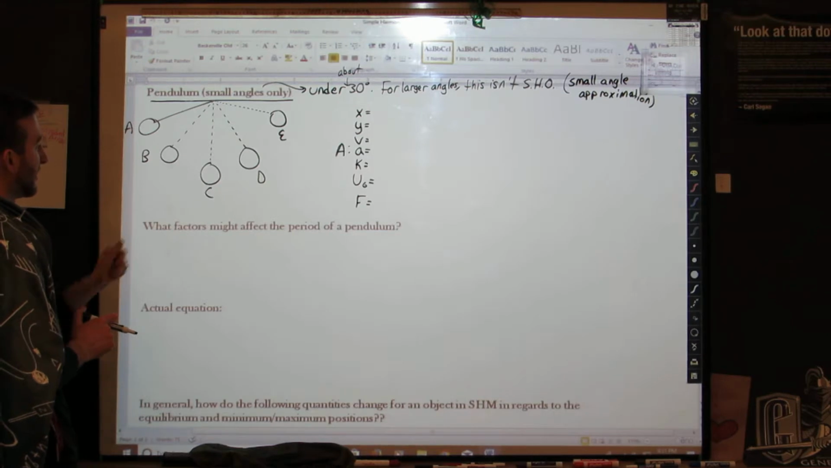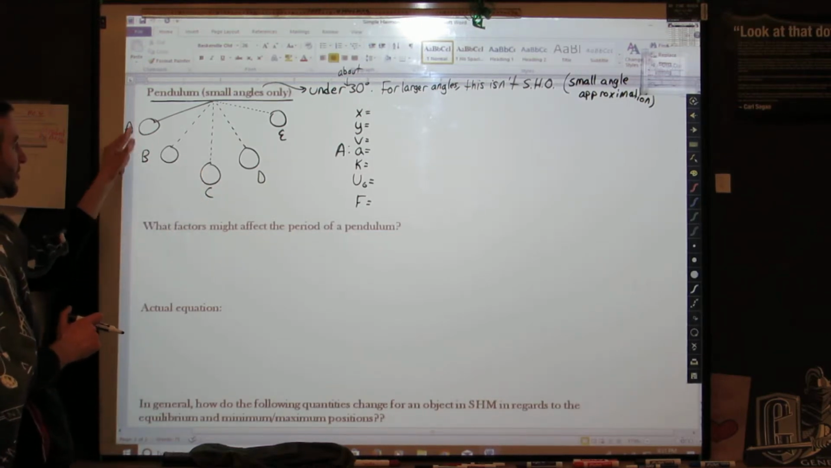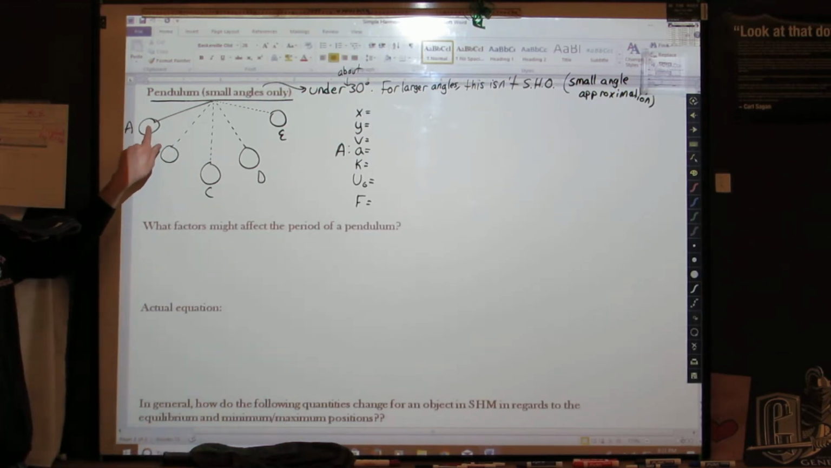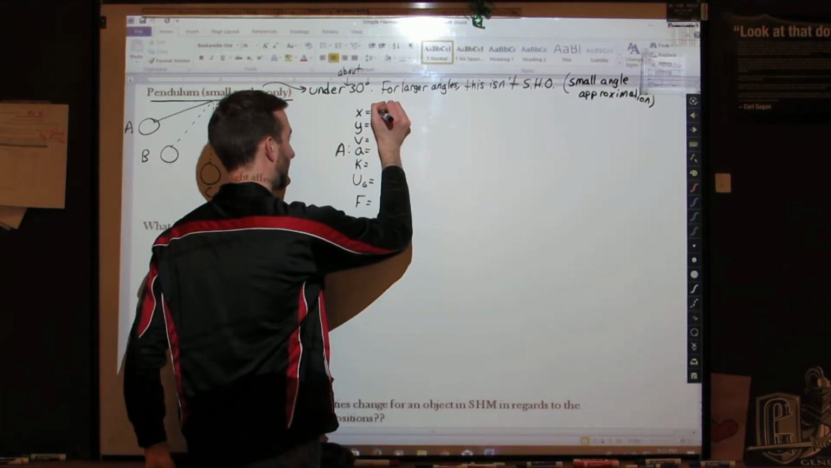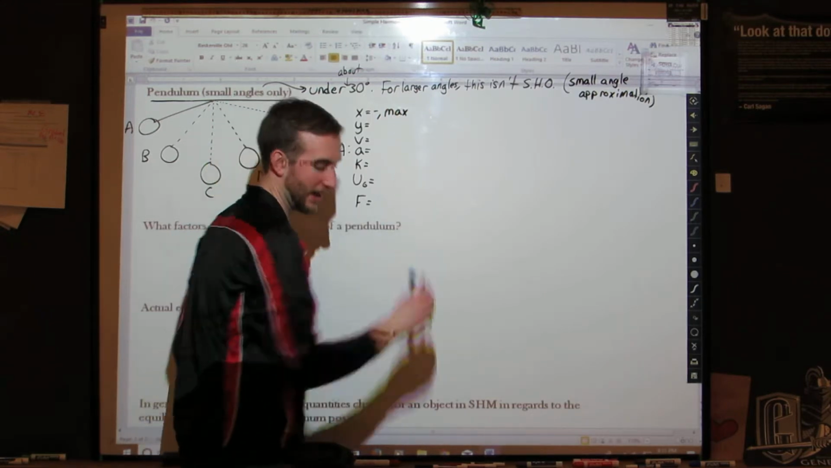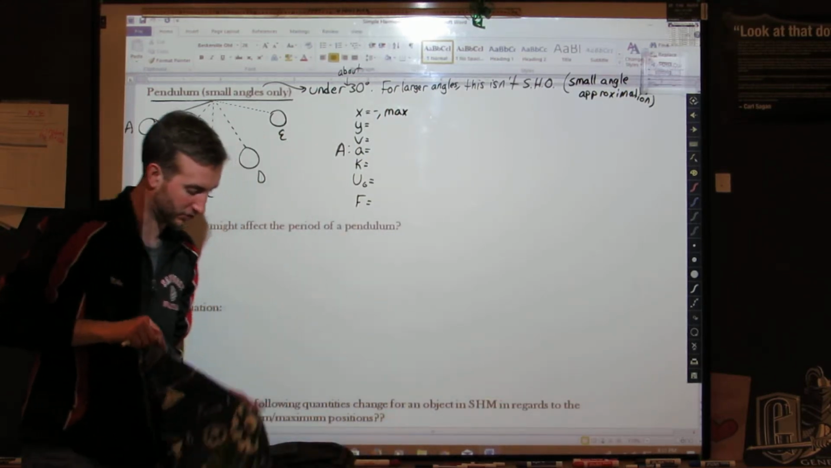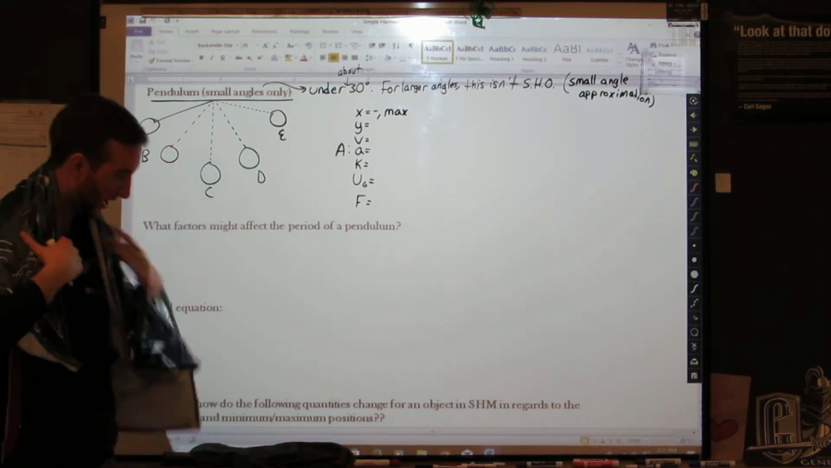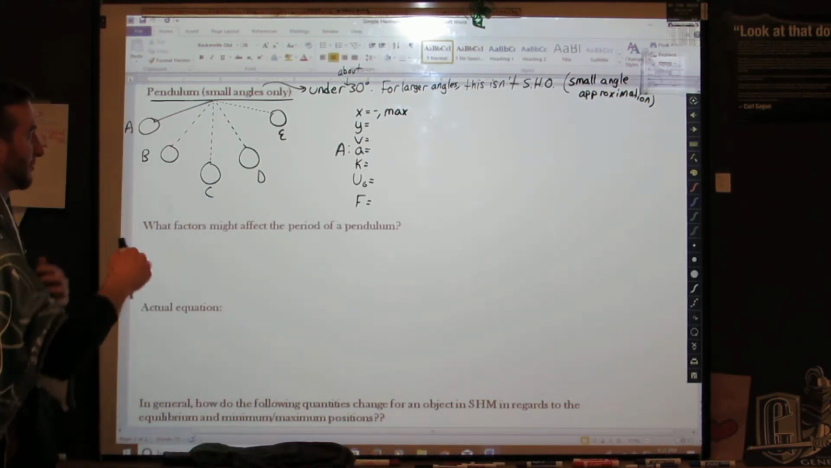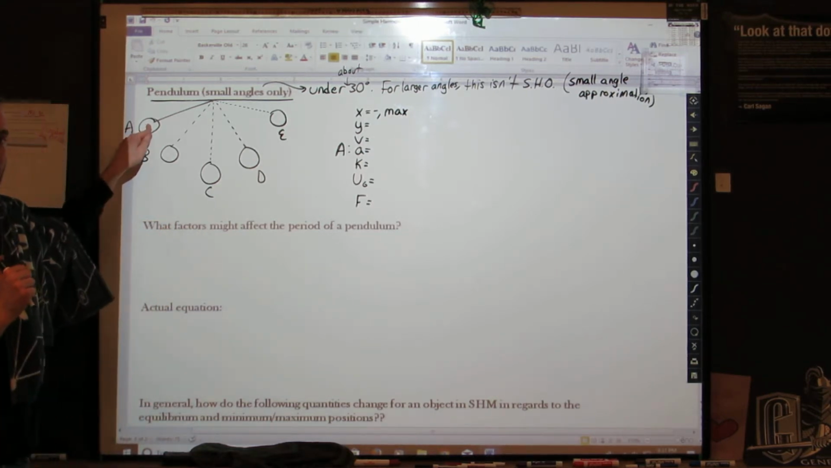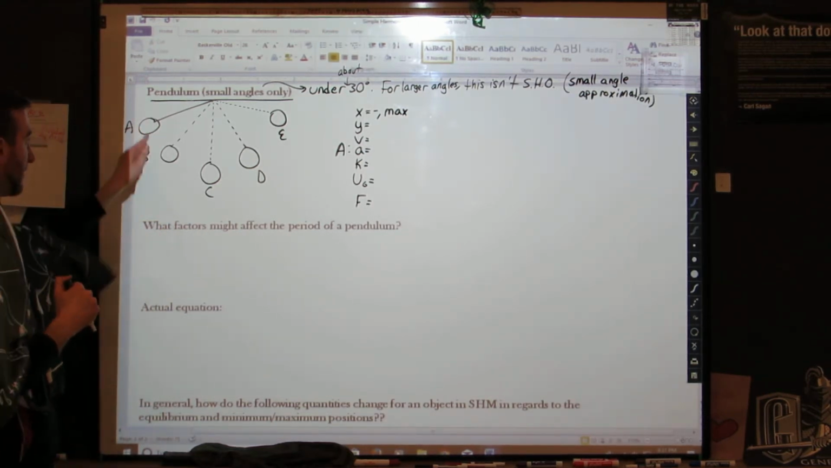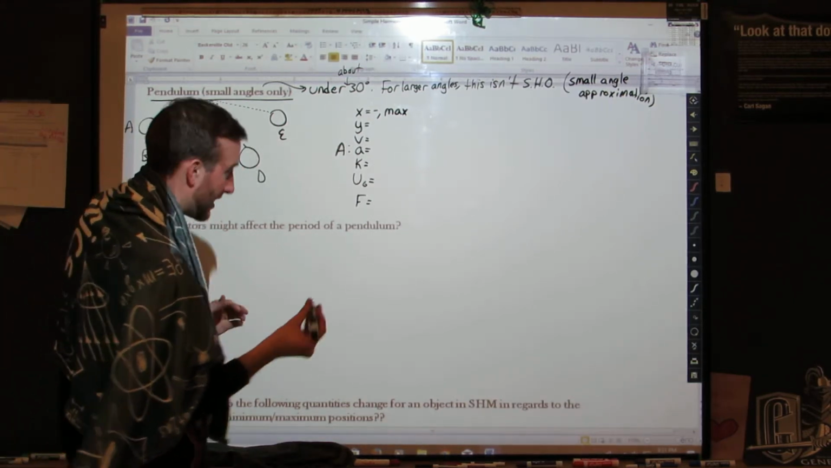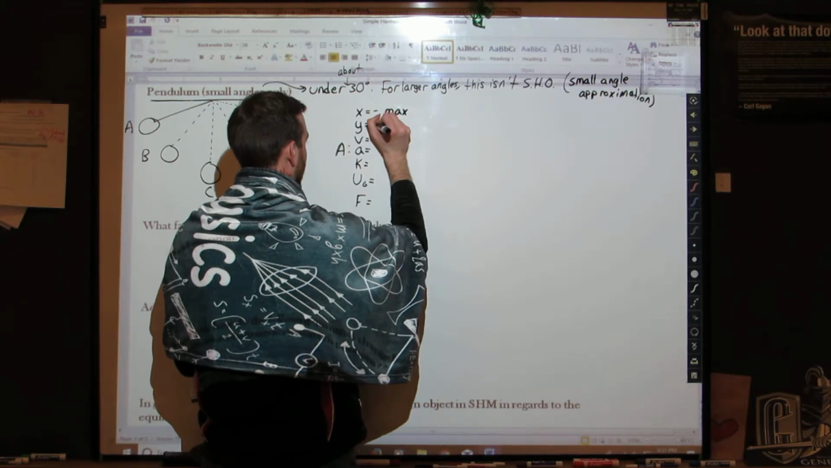So at A, if this is 0, the x position of A, well, it's negative, and this is about as far to the left as this object's going to go. So this is negative maximum. Okay, so that is a negative maximum. What about y? The y position, the height. This is as high up as it's going to go. Okay? So we could just say that it's a positive maximum.